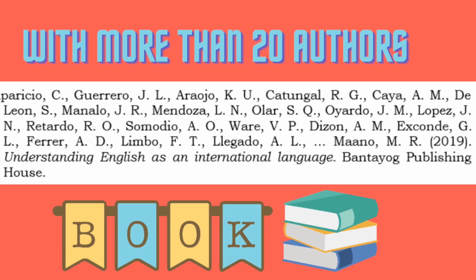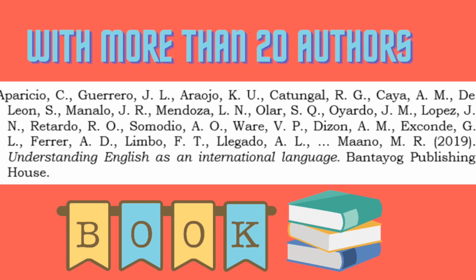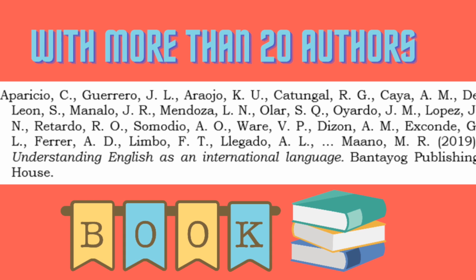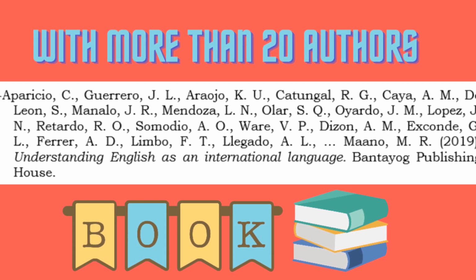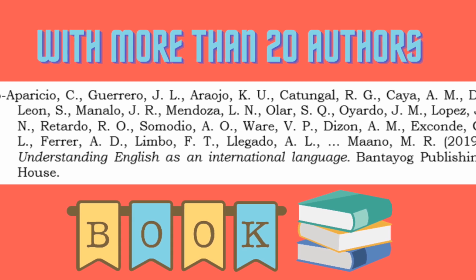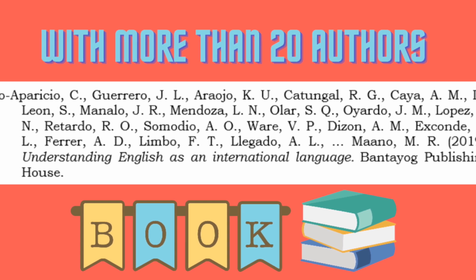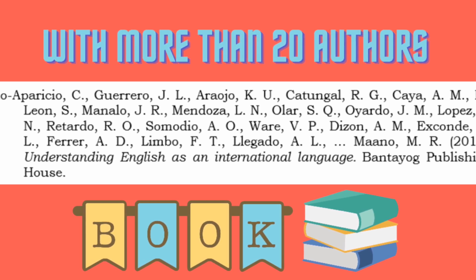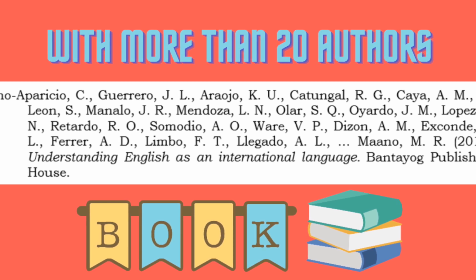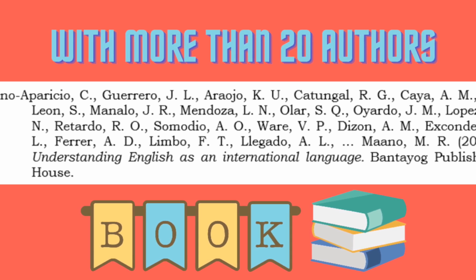We have Dino, Aparicio, Guerrero, Araujo, Katungal, Kaya, De Leon, Manalo, Mendoza, Olar, Oyardo, Lopez, Retardo, Somodio, Ware, Dizon, Exconde, Ferrer, Limbo, and Liegado. Liegado being the 19th author. And then ellipsis, the 3 dots over there. Maaño is the last author in the entry. So we write Maaño, comma, M. R.